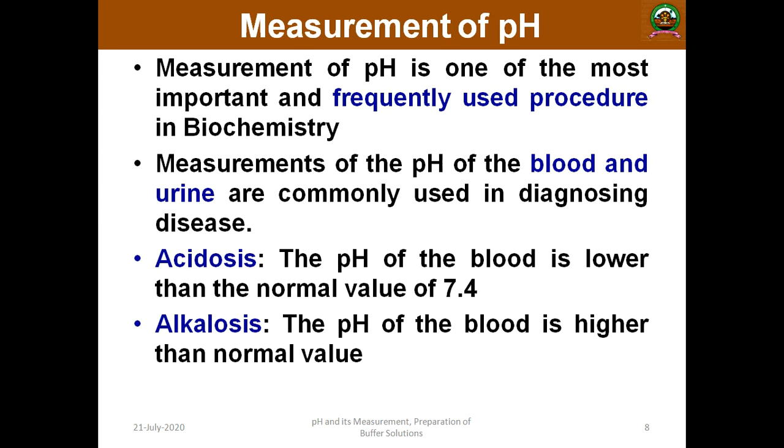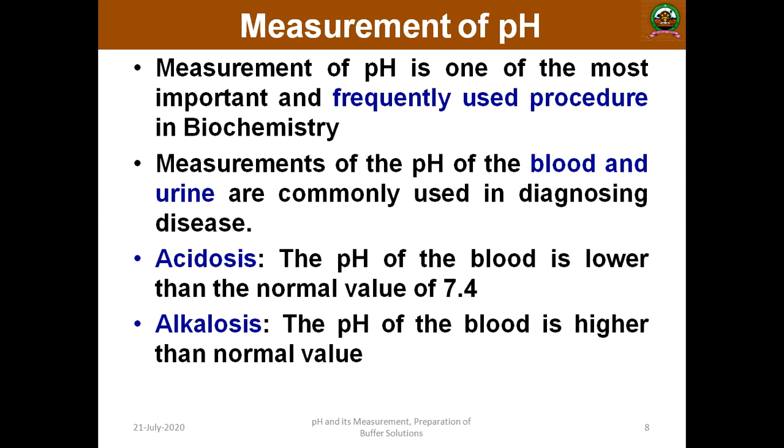There are two important conditions, one known as acidosis and another known as alkalosis. What do you mean by acidosis? If the pH of blood is lower than the normal value, which is generally 7 to 7.4, and the pH becomes closer to 0, 1 or 2, that is acidic condition, and this condition is known as acidosis.